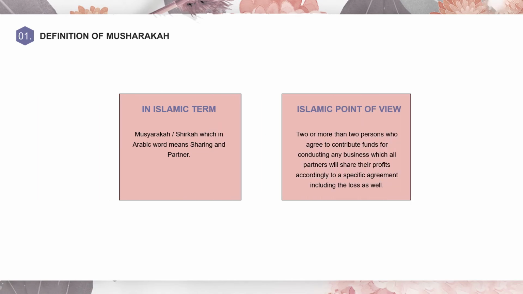First, we will discuss the definition of Musharakah. In Islamic terms, Musharakah means sharing and Shirkah means partner. From an Islamic point of view, Musharakah means two or more parties who agree to contribute funds for conducting any business, where all the partners share the profit according to a specific ratio and agreement, while the loss is shared according to the ratio of the contribution. It is an ideal alternative to interest-based financing, with far-reaching effects on both production and distribution.